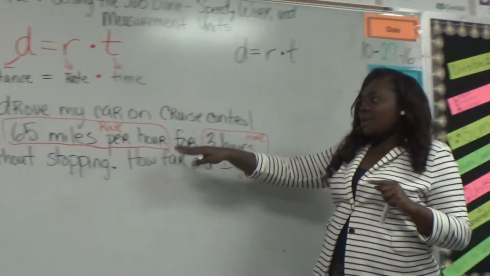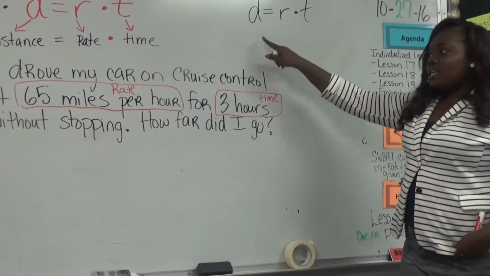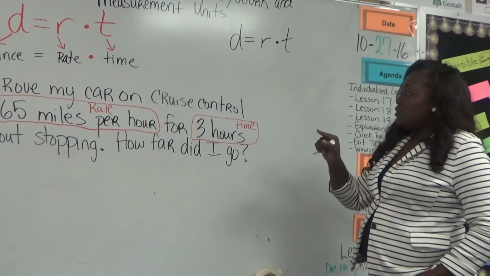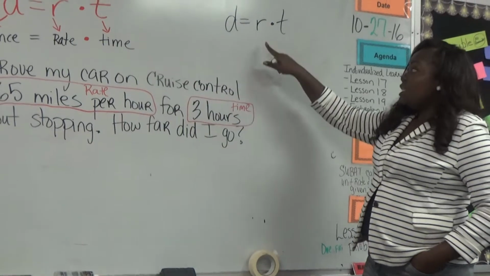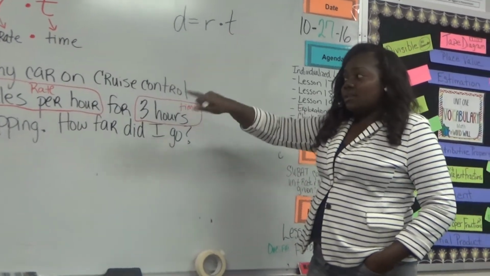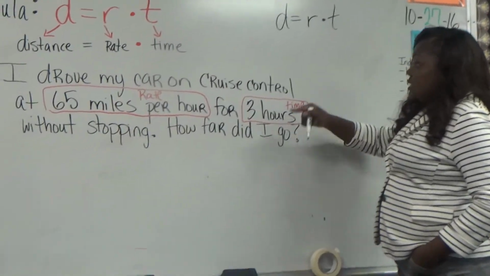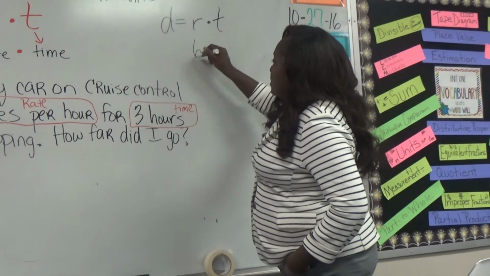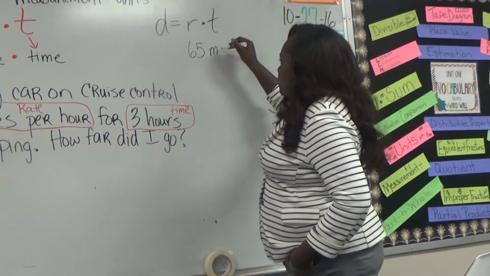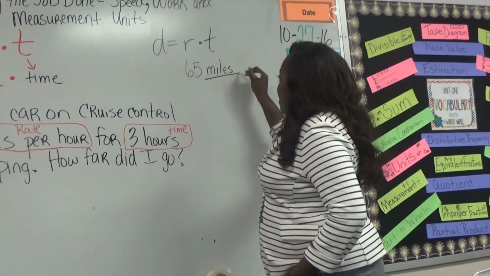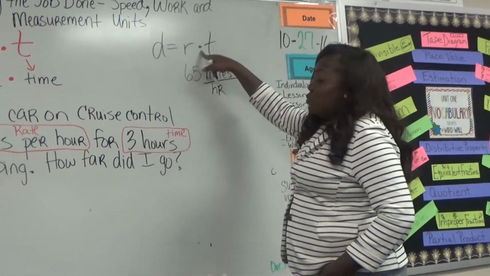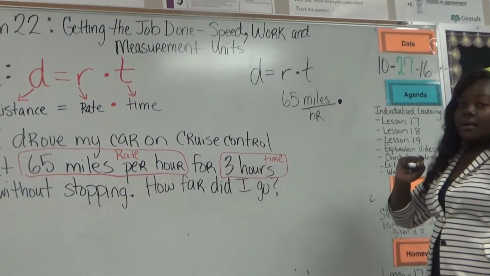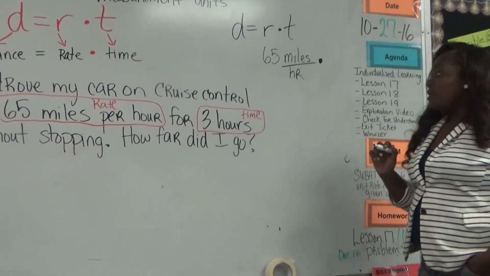So if I were to take this information out of this problem, what variables am I going to replace? The rate and the time. So what is my rate, the number that represents the rate in this scenario? 65 miles per hour. So the rate is going to be 65, and I know that stands for miles per hour. And I'm going to do what operation? Multiply. I'm going to multiply that by my time. And what was our time? 3 hours.